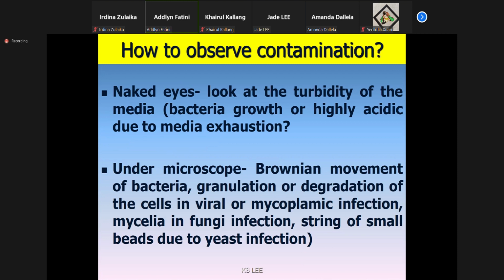Yes, doctor. Do you know what is turbidity? It's like cloudy. Yeah, it's cloudy, like sudah keruh. That means ada pertumbuhan di dalam media itu. Okay? So supposedly before you grow any cell line, your media should be very clear, right?